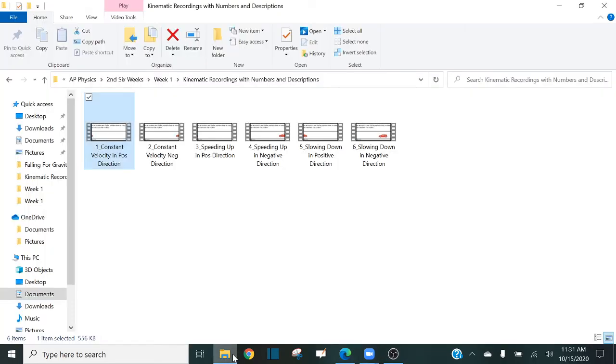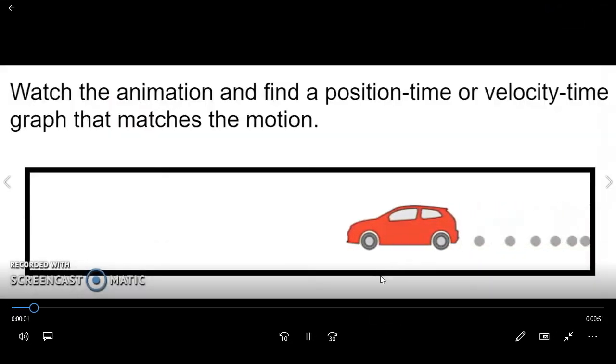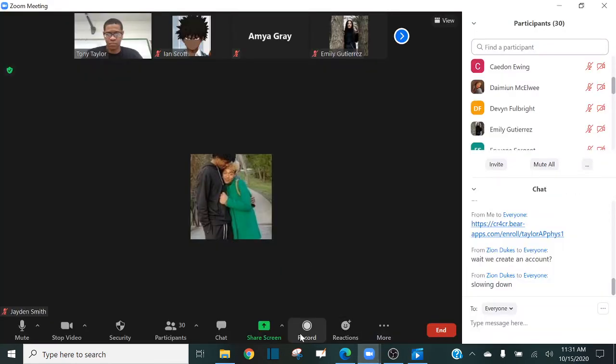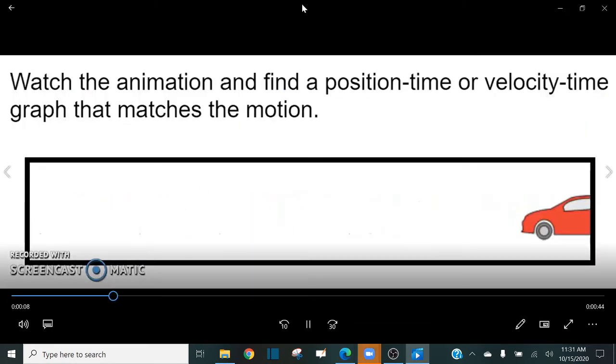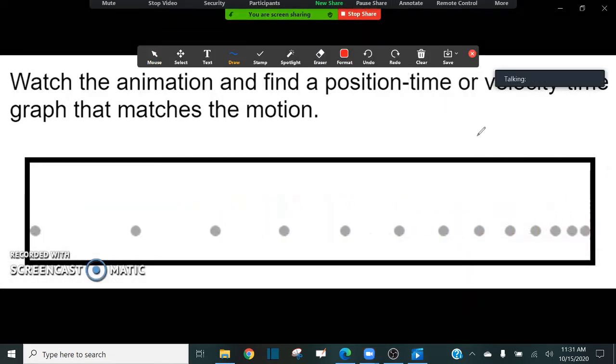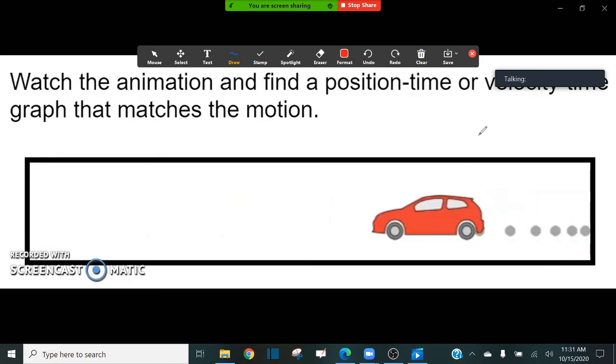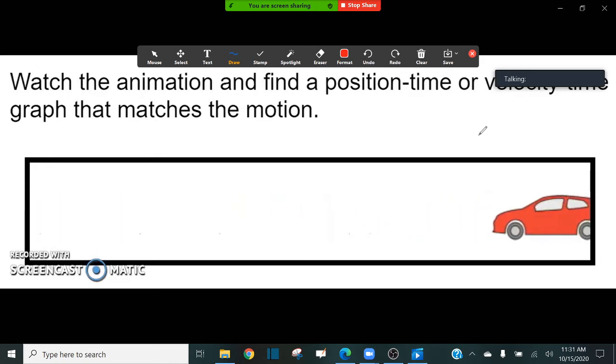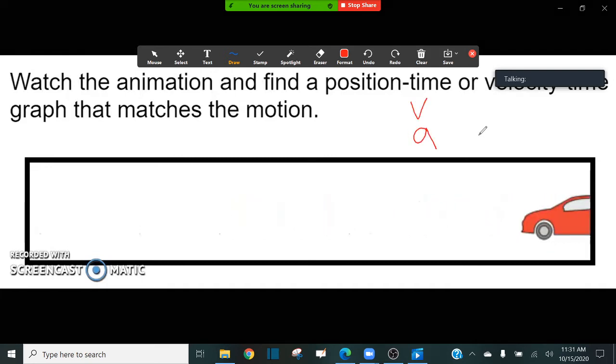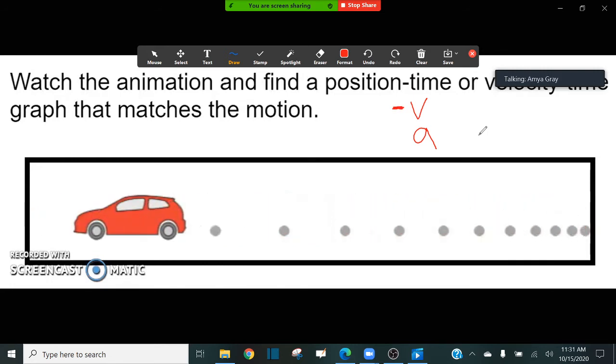Let's do a few more of these motion maps. Again, these motion maps are essential to understanding the graphs. Okay, what's going on here? So guys, is our velocity positive or negative? Negative, because we're moving to the left. And positive acceleration? No, negative acceleration, exactly.